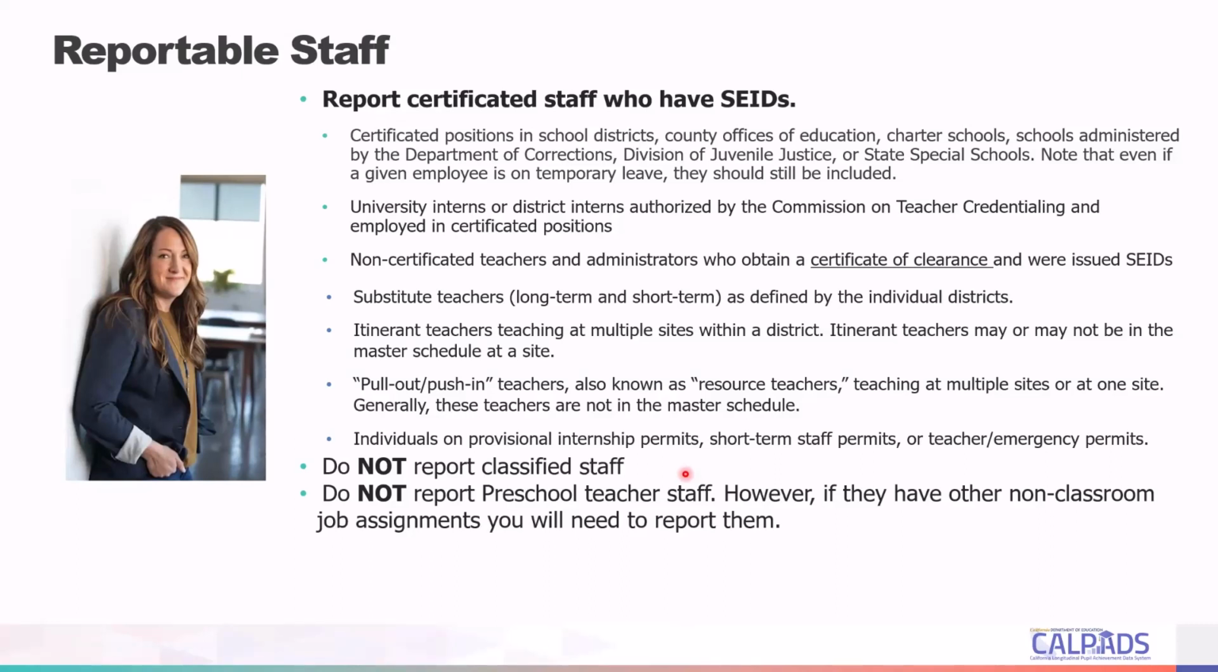So essentially, you have to report staff members who have SEIDs. If you have a staff member who does not have a SEID, then you cannot submit a staff demographic record and staff assignment for that specific teacher or staff member. To generate a SEID for a staff member, you have to go through either the certification process of the CTC or obtain a certificate of clearance from the CTC. So you cannot report a staff member's demographic profile and assignment if they don't have a SEID number. It all boils down to who your certificated staff are.